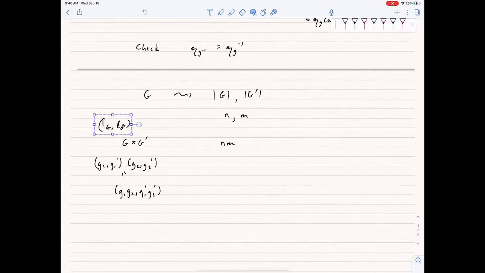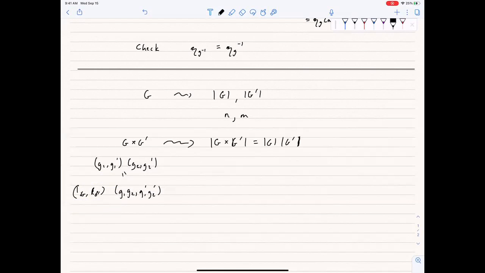And that terminology is not an accident. That product group is sort of some extrapolation that says the order of the product group is going to be the product of the orders. Adding is almost impossible. I don't know of any good operation for adding orders.